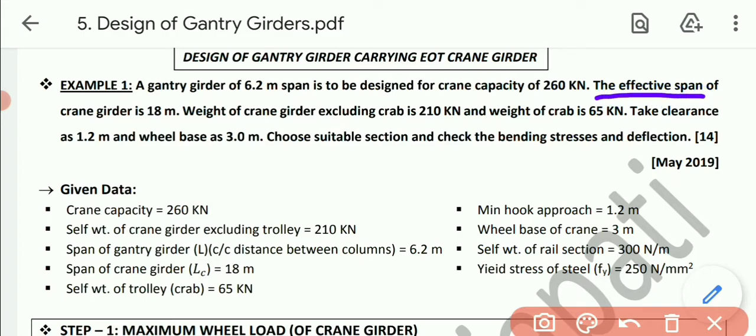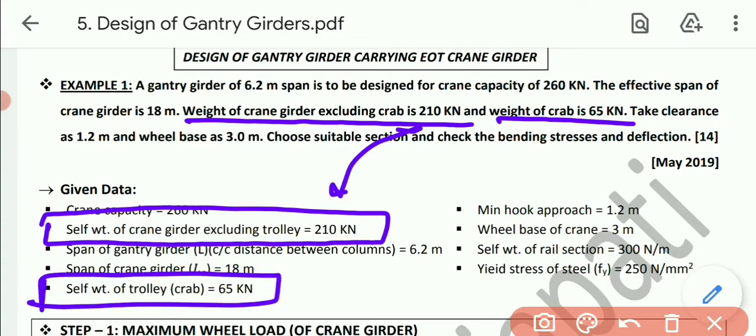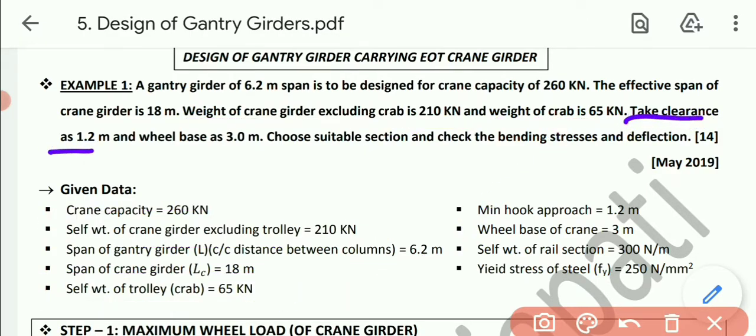Moving forward, the effective span of the crane girder is 18 meter. Weight of the crane girder excluding crab is 210 kilonewton and weight of the crab is 65 kilonewton. So self weight of the crane excluding trolley, or we can say crab, is 210 kilonewton, and weight of the crab, or trolley, is 65 kilonewton. Take clearance as 1.2 meter. Clearance means it is the hook approach, the distance at which the hook is placed over the crane girder from the gantry girder.